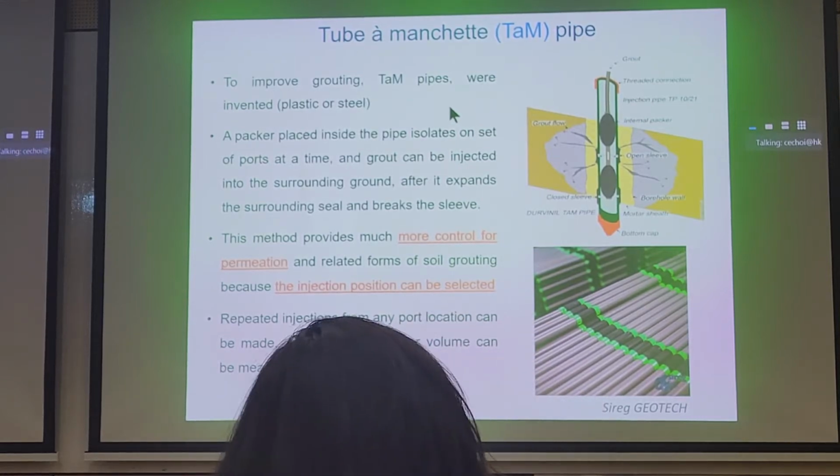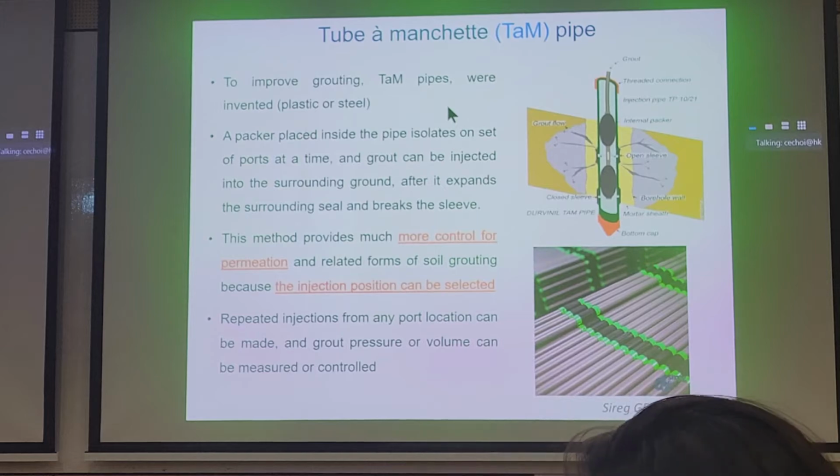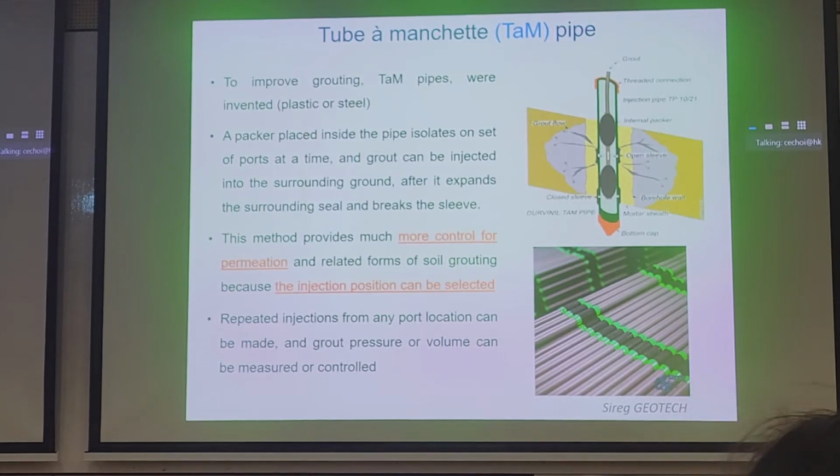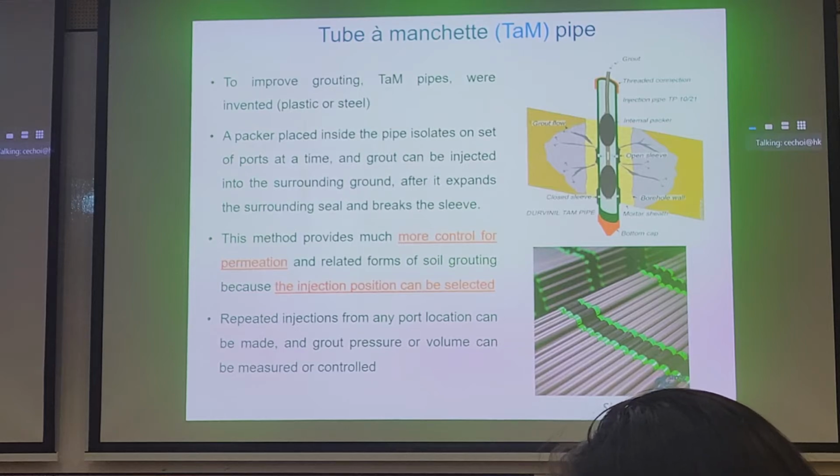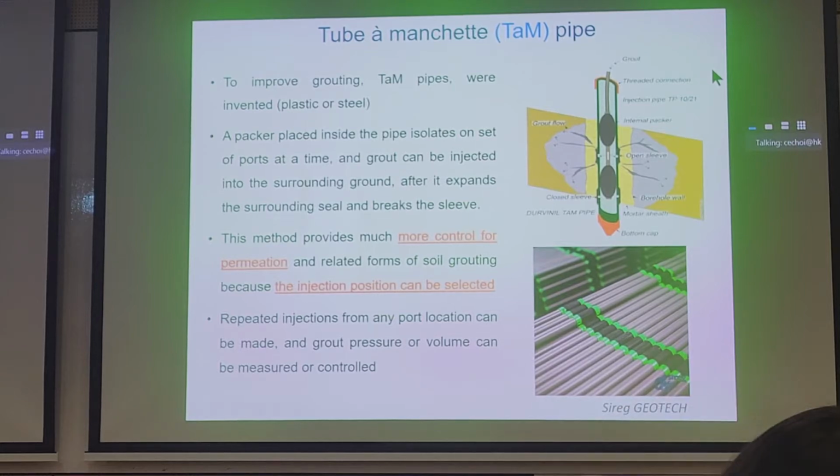So in the last class, we ended up talking about a TAM pipe. A TAM pipe is generally used for something we call hydrofracturing or fracture grouting, sometimes for permeation grouting, as we'll talk about in the subsequent slides. It has a very particular application for one of the 4 or 5 types of grouting that we'll talk about later today.